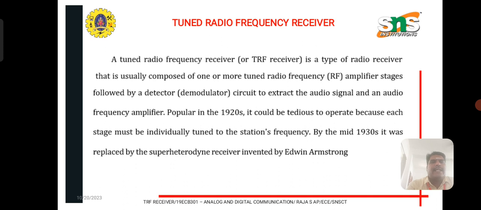By the mid 1930s, it was replaced by the superheterodyne receiver invented by Edwin Armstrong. So the TRF receiver is the basic receiver, whereas the superheterodyne receiver is the advanced receiver. In the next video we are going to discuss the superheterodyne receiver.